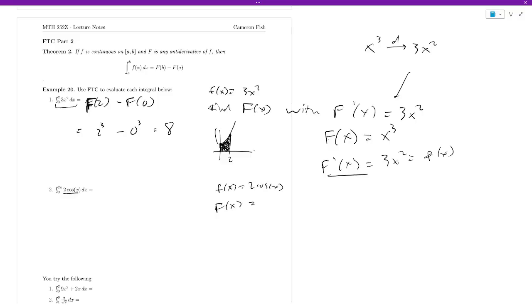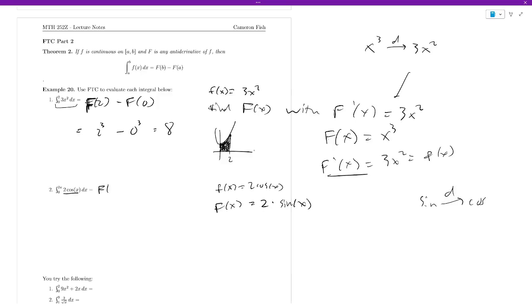Well, what do I know about cosine? I know that sine and cosine are related by derivatives, right? I have to remember the rule, but the derivative of sine is cosine, right? So I bet if I pick 2 sine of x, that'll work. This function's derivative is 2 cosine x, because the 2 doesn't matter, right? And then you just take the derivative of sine to get cosine. Okay, so that's my big F.